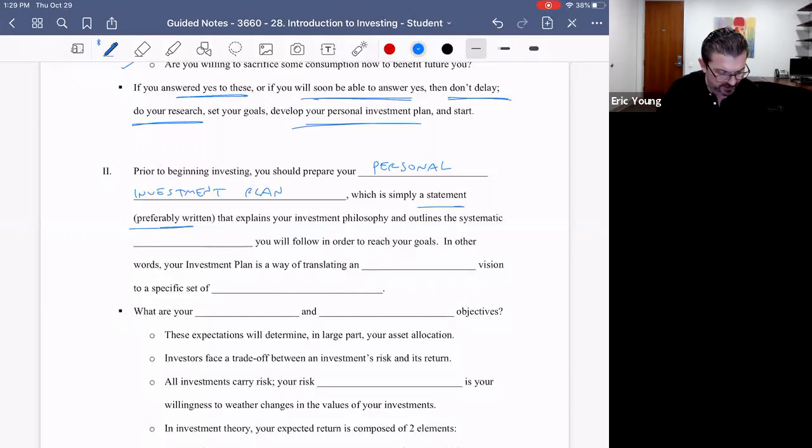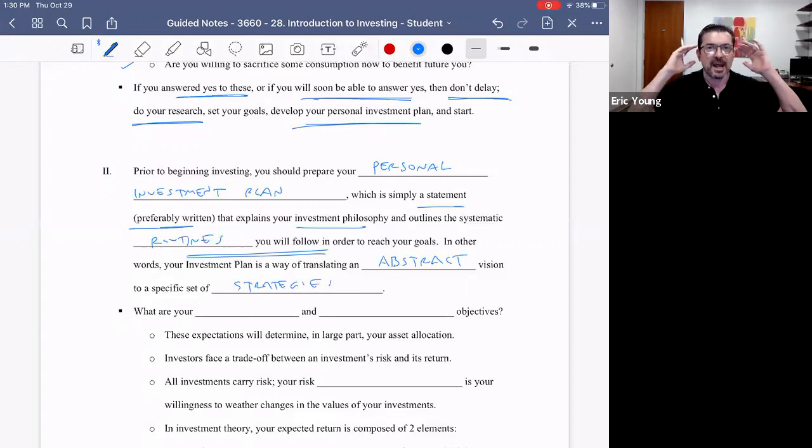Basically, your personal investment plan is simply a statement that explains your investment philosophy. And critically, it outlines the systematic routines that you will follow in order to reach your goals. In other words, your investment plan can be seen as a way of translating an abstract vision into a specific set of strategies. Your investment plan is a way to get from the dreams that are floating around in your head to a reality in your financial future.